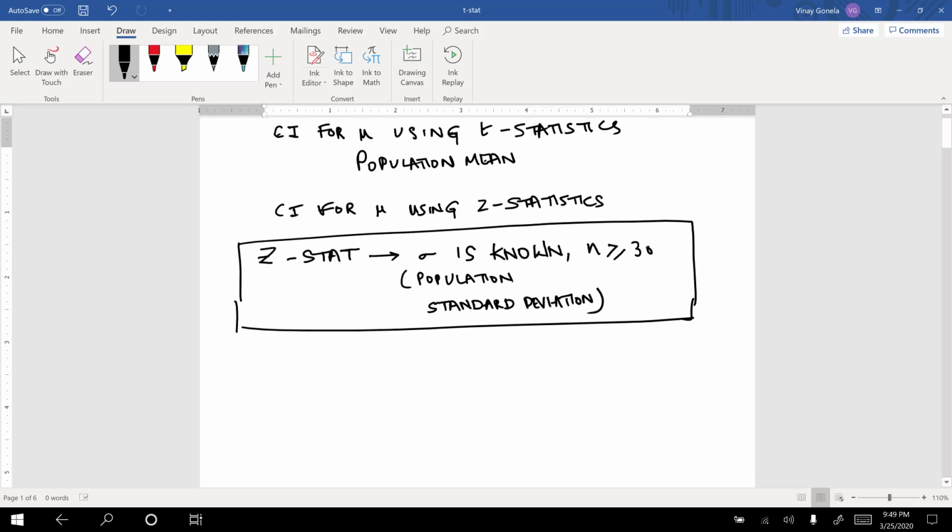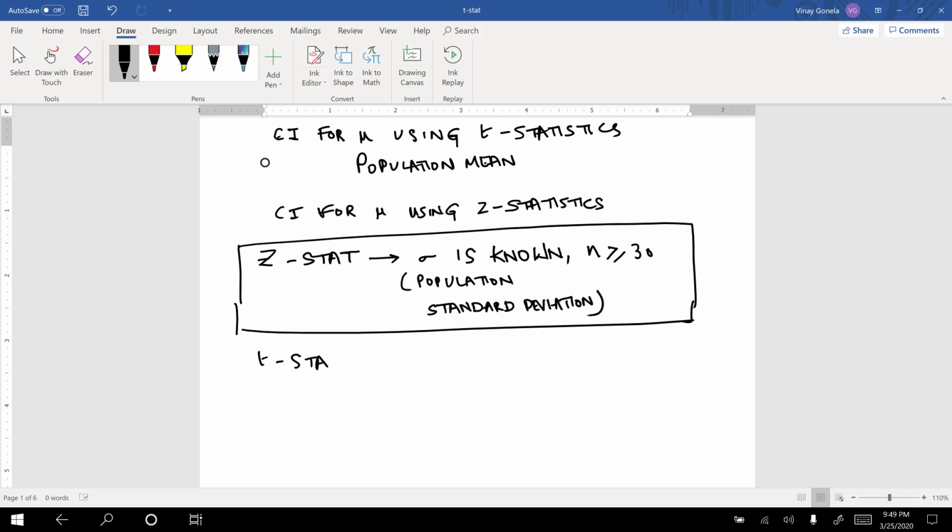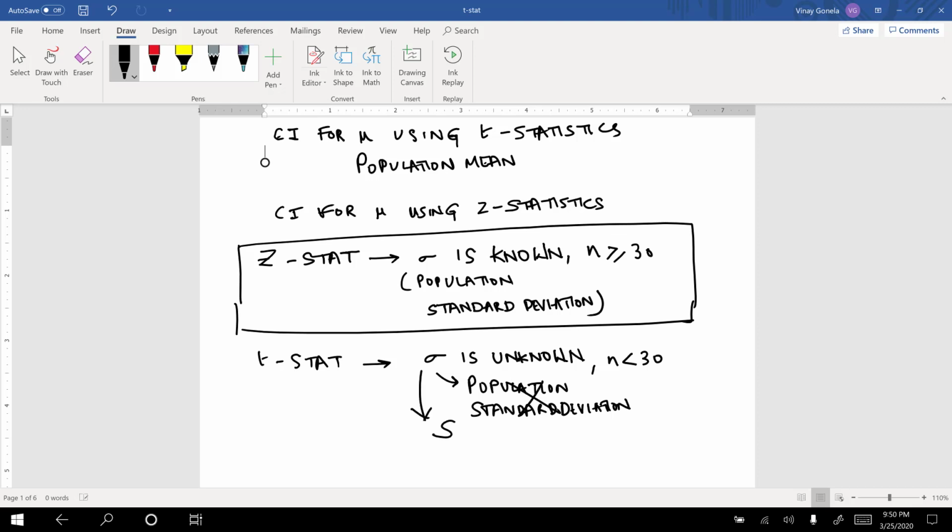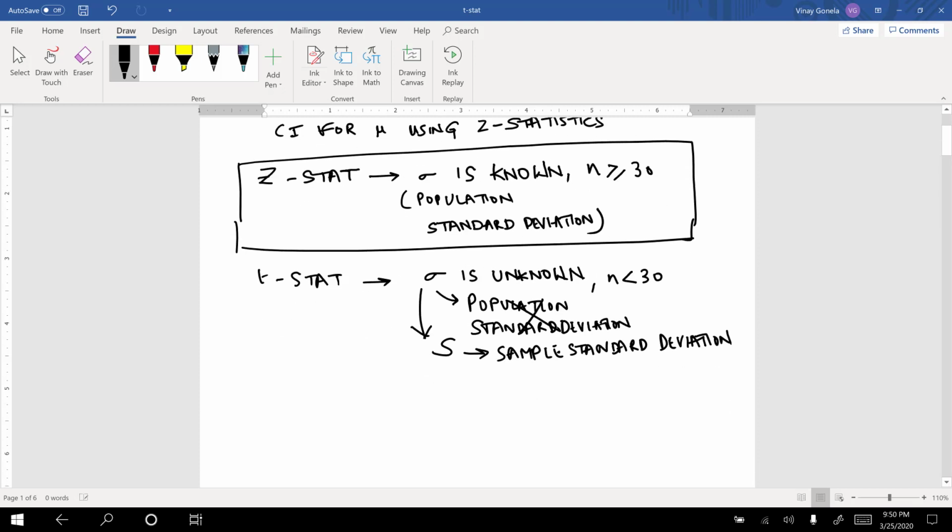And now when to use t stat, you will have sigma unknown and n less than 30. When we say sigma is unknown, that means we don't know the population standard deviation. So instead of sigma, we replace it by s, which is sample standard deviation. That's the condition under which t-stat is used.